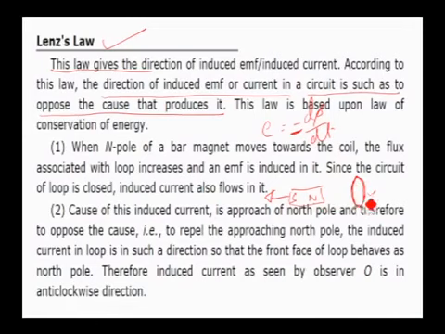What is the cause of induced current in this situation? In this situation, the induced current is because of the decrease in flux, and flux decreases because north is moving away. But the induced current should oppose the cause. That's why it has to attract the north pole, or otherwise it has to oppose the magnet motion away from it. That's possible if this face of the coil acts like a south pole, which means the coil opposes the cause, or the induced current opposes the cause producing it.